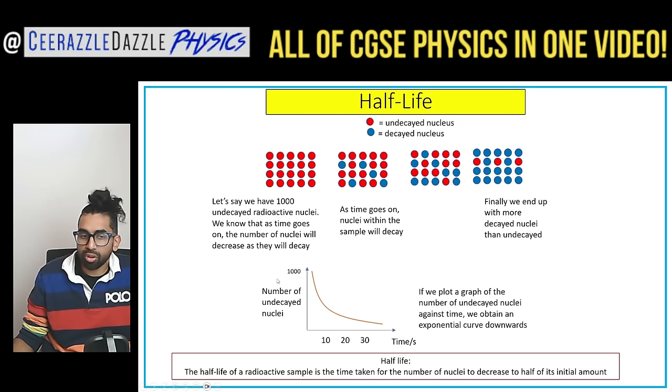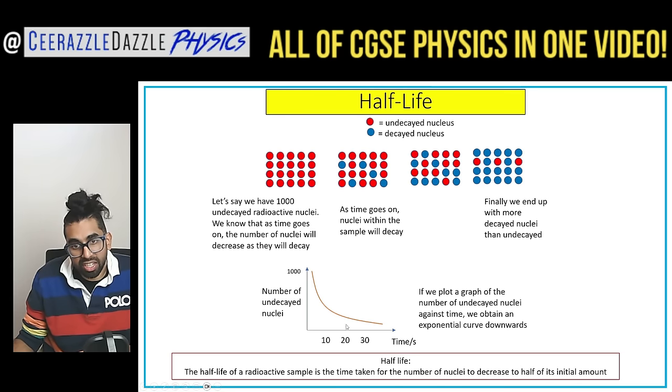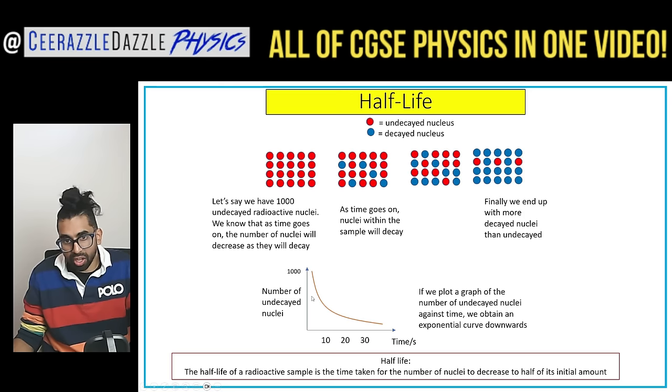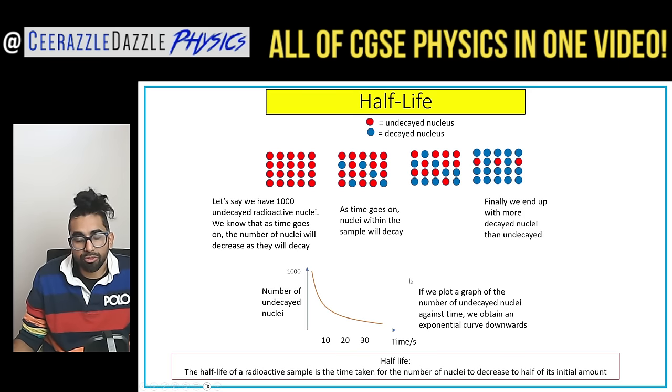If I was to plot the graph of number of undecayed nuclei, we've got loads at the start, and as time goes on, they would decay. So as you can see, guys, as time goes on, the number of nuclei decreases over here. It's an exponential curve downwards. Now from here, we can actually look at the half-life on this graph.